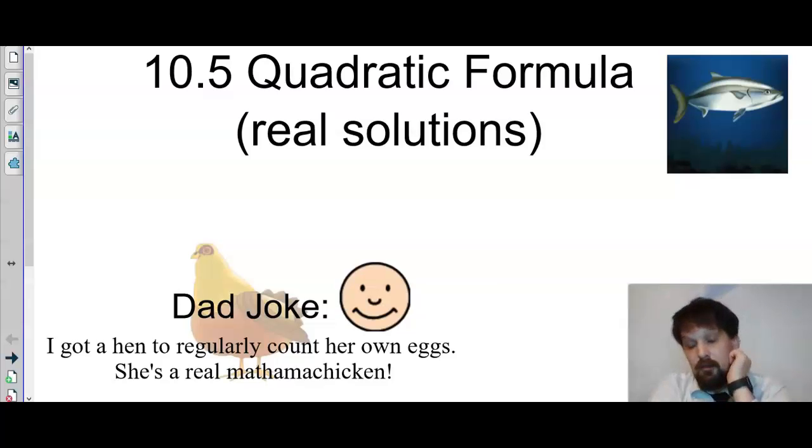Section 10.5, we're going to learn about the quadratic formula, and in this particular lesson, we're just going to learn about real solutions. There is another lesson that we will be doing that involves complex solutions as well.